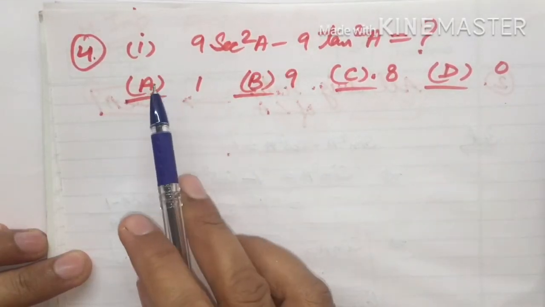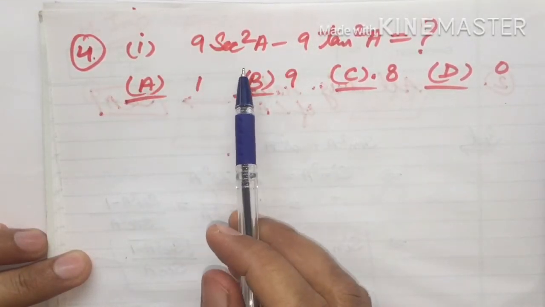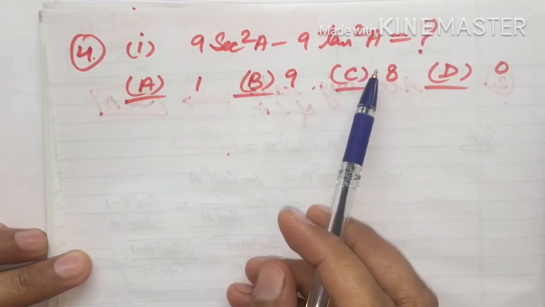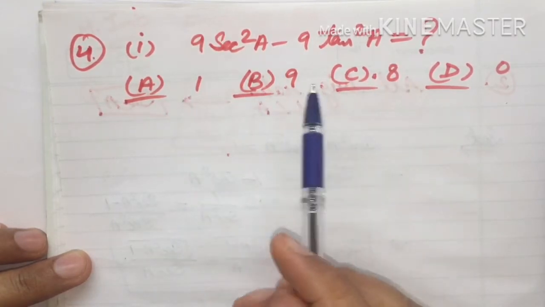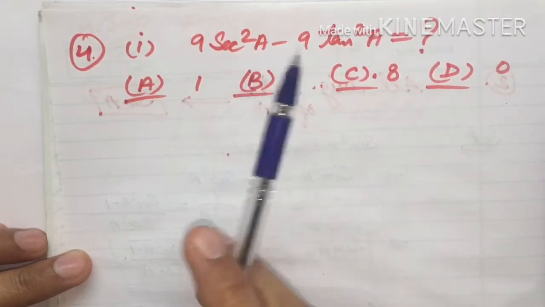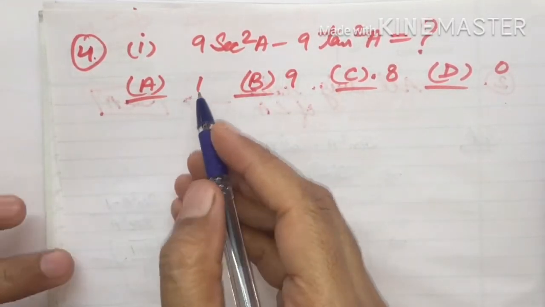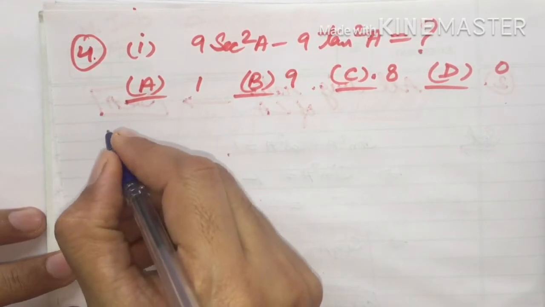Question number 4, first part. 9 secant square a minus 9 tan square a is equal to, we have to find the value, and 4 options are given, a, b, c, d. So according to our answer we will choose the given option.